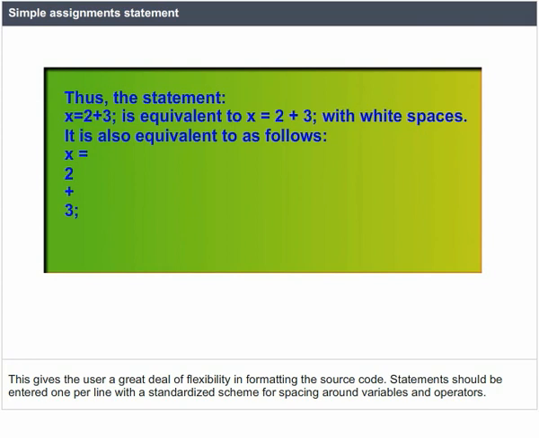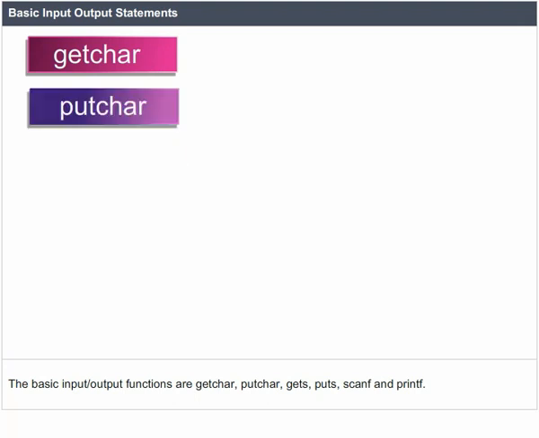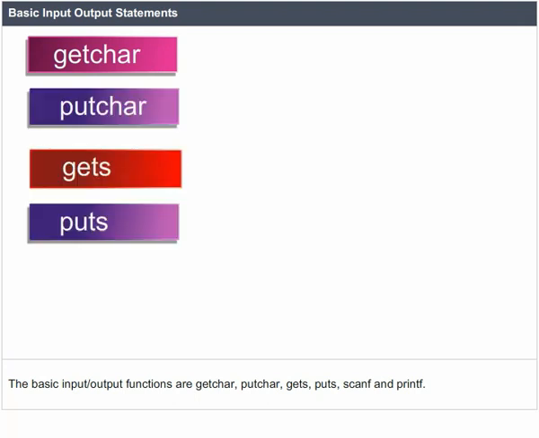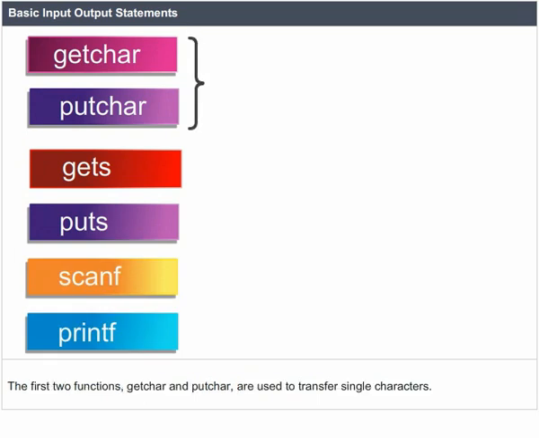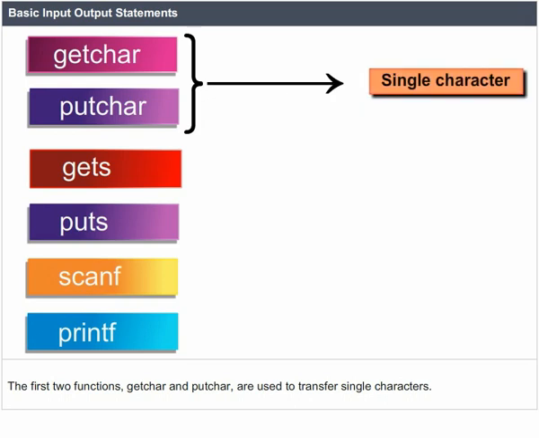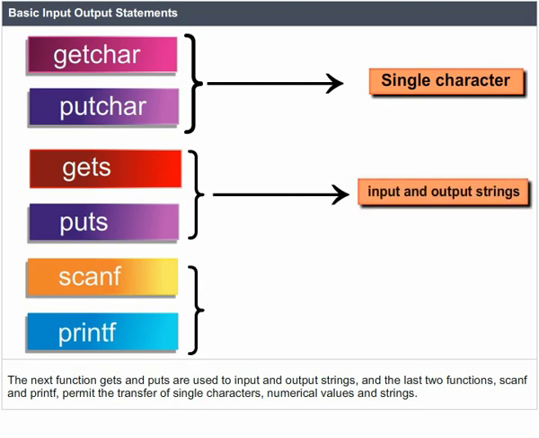Basic input-output statements. The basic input-output functions are getchar, putchar, gets, puts, scanf, and printf. The first two functions, getchar and putchar, are used to transfer single characters. The next functions, gets and puts, are used to input and output strings. The last two functions, scanf and printf, permit the transfer of single characters, numerical values, and strings.